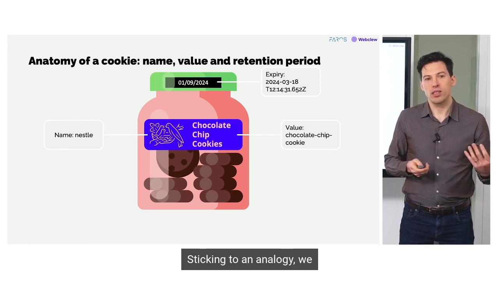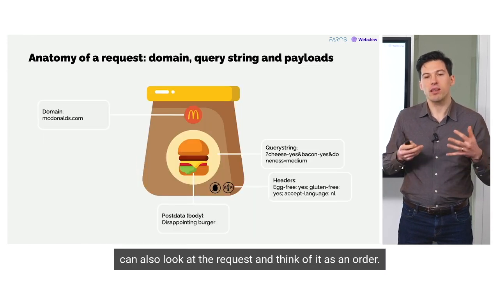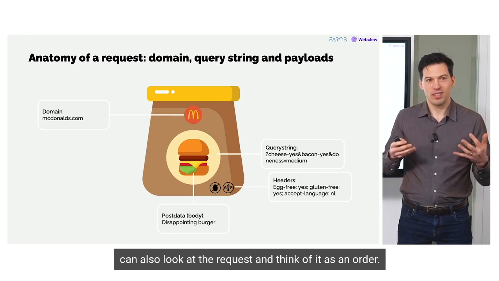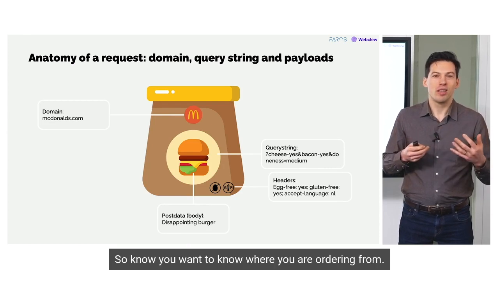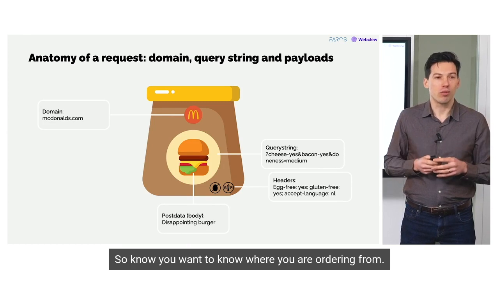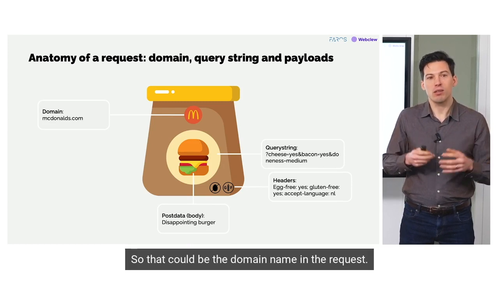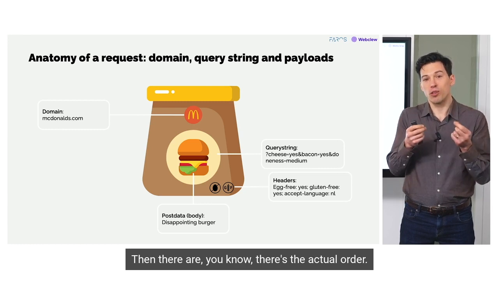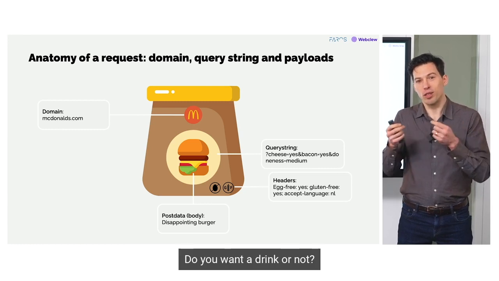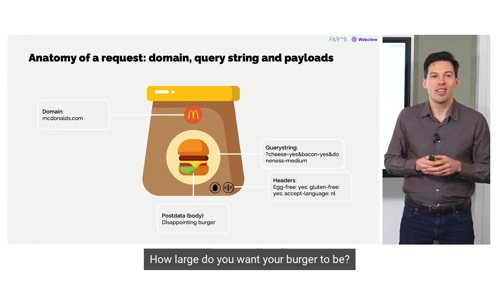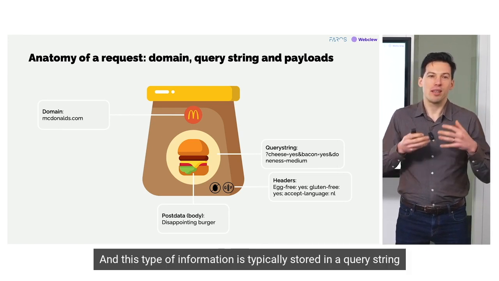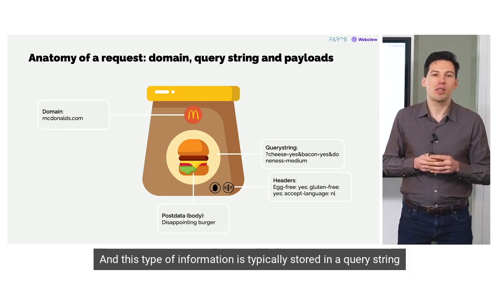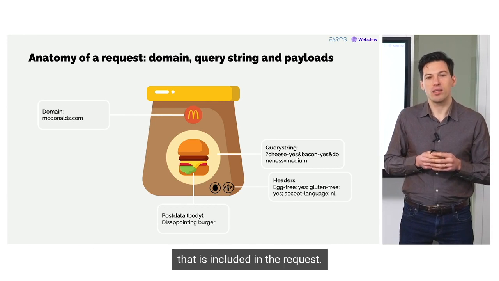Sticking to an analogy, we can also look at a request and think of it as an order. So you want to know where you are ordering from, so that could be the domain name in the request. Then there's the actual order. Do you want a drink or not? How large do you want your burger to be, and so on. And this type of information is typically stored in a query string that is included in the request.